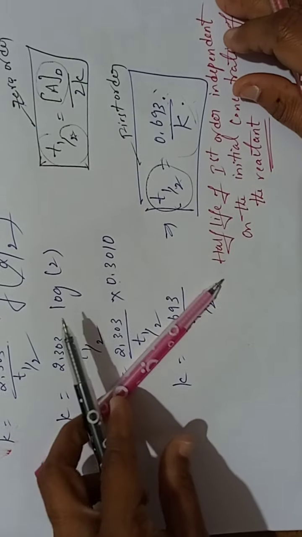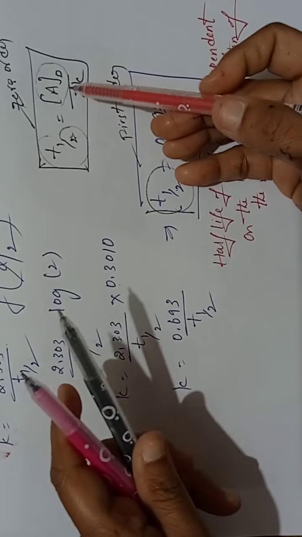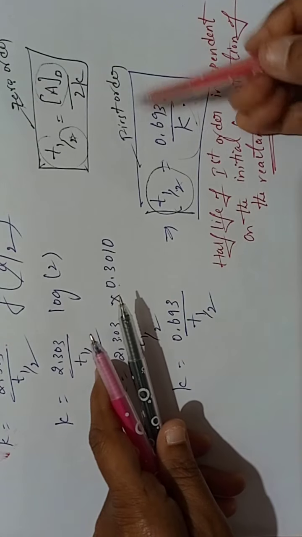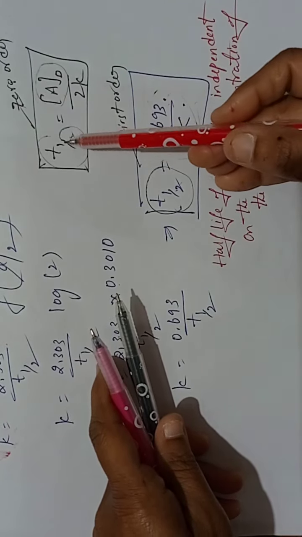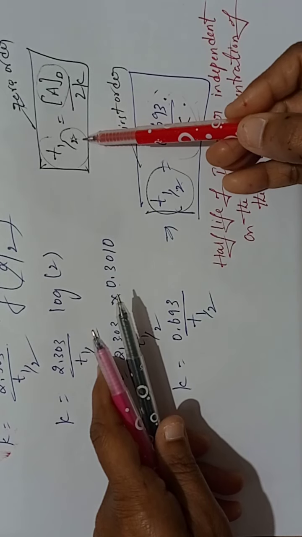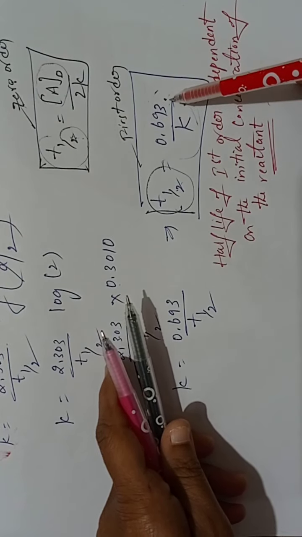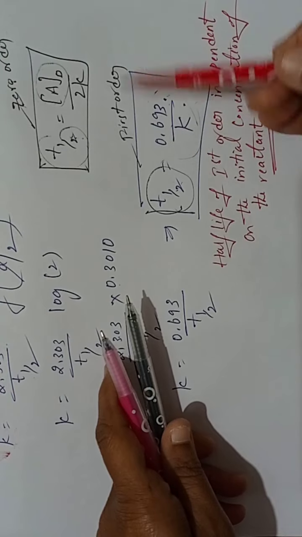So in questions also, in problems, how will they ask? Directly they will not ask, calculate the t half for the zero order, calculate the t half for the first order. They will not ask that. So what will they tell? If the half-life, the t half value, is independent of the initial concentration of the reactant, that means what can we understand? That is the first order reaction.